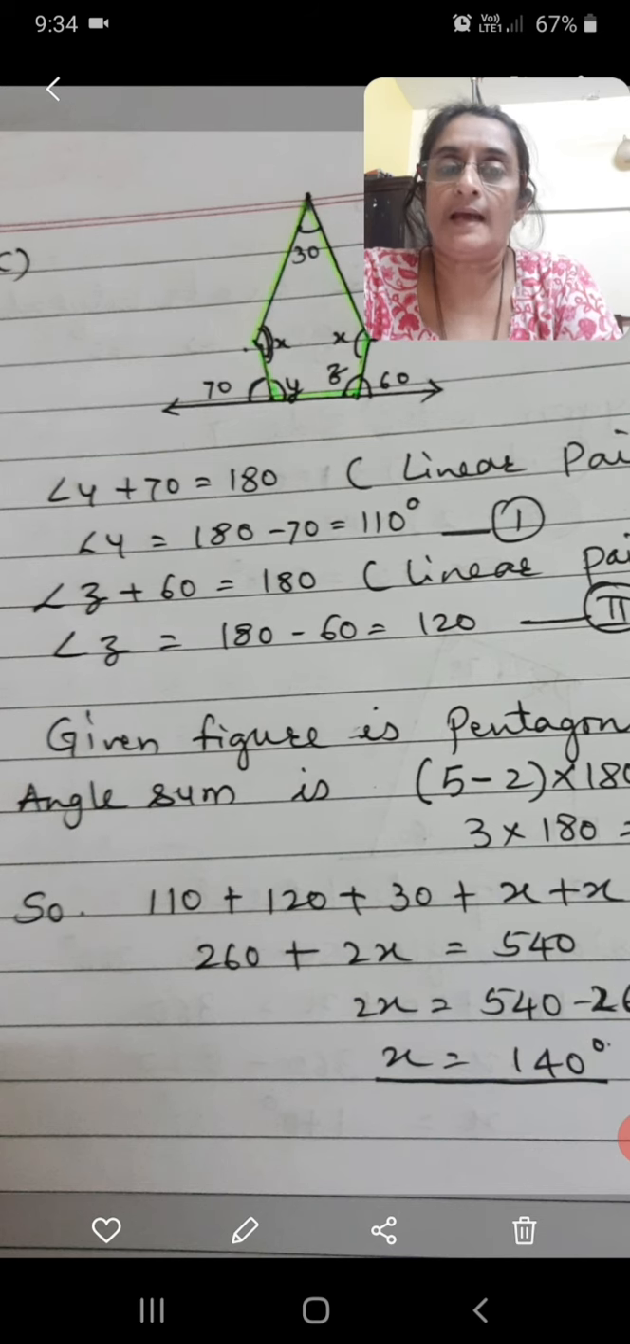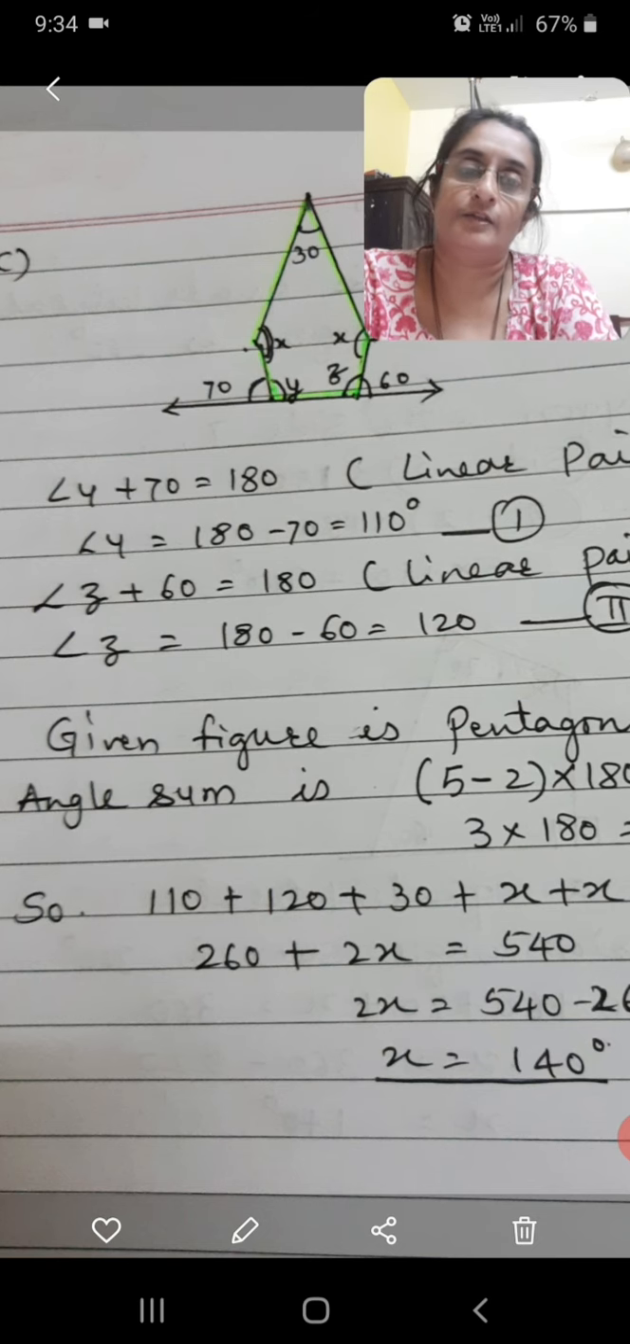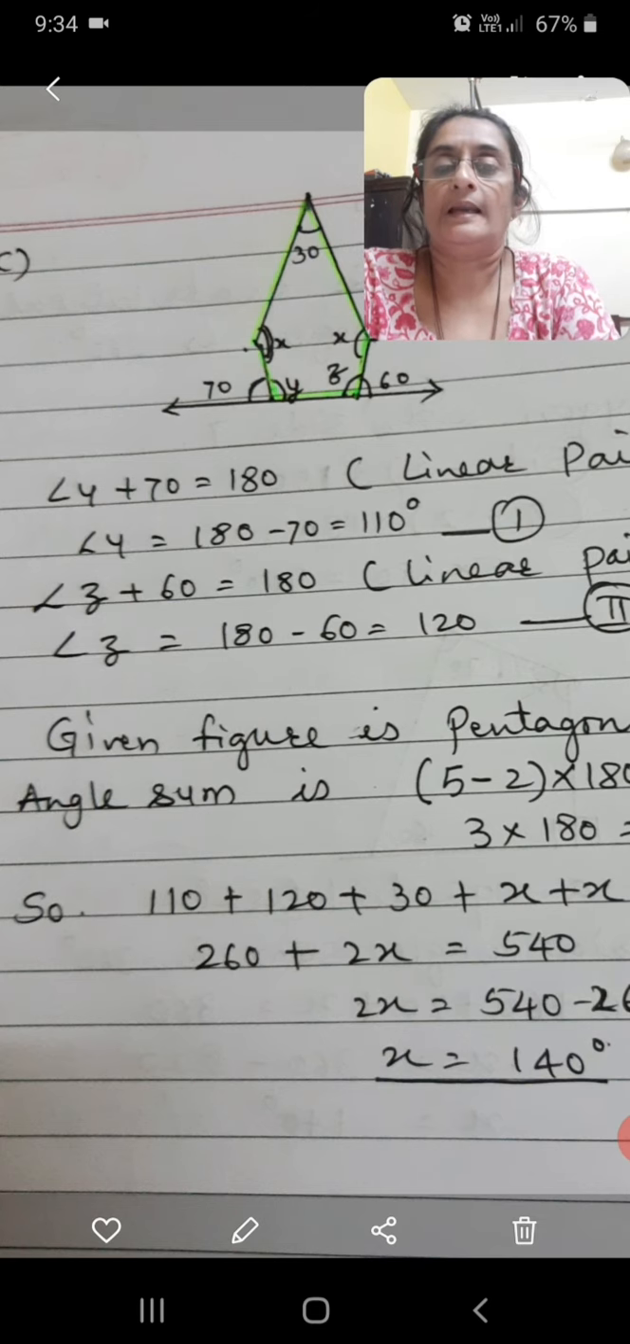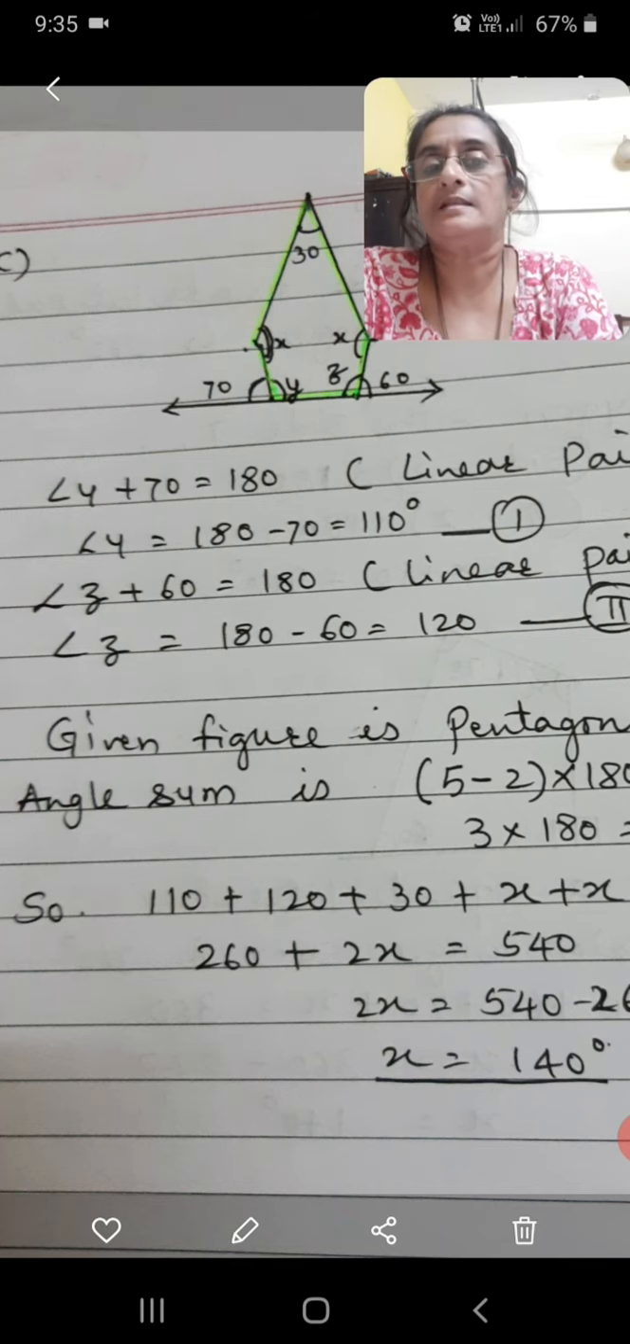So we got one angle. Let us find the other angle, that is z. Angle z plus 60 is 180 degrees, that is also a linear pair. So angle z is equal to 180 minus 60, that is 120. So now we got both the base angles, one is 110, the other is 120. One we already know, that is 30. The remaining two are x and x.